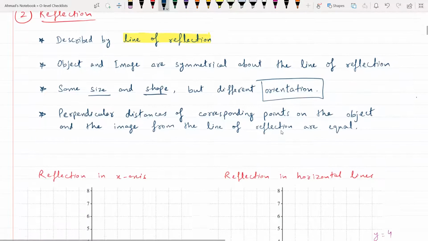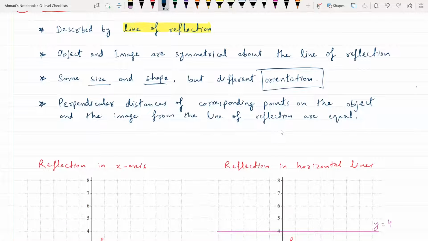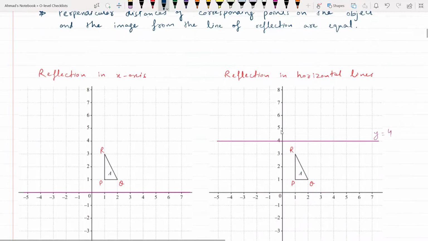And you can also remember it this way that so when you're doing reflection, आप उसमें क्या करोगे? जो corresponding points होंगे आपके object के और image के, उनका जो distance होगा from the line of reflection, that is going to be equal. Let's try to understand it using some examples.